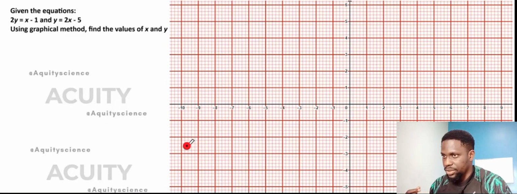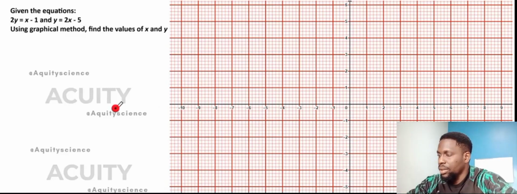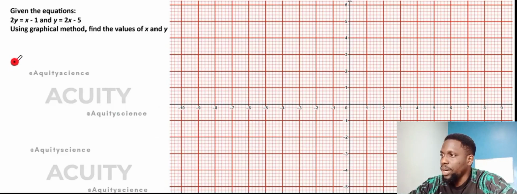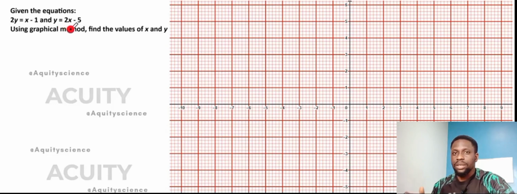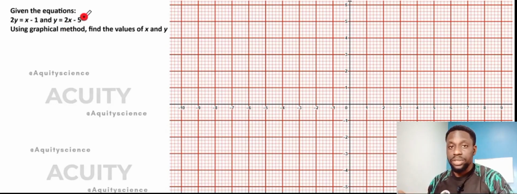Let's look at these together. There's a very simple question here. 2y equals x minus 1 and 3y equals 2x minus 5. You see, this is a simultaneous equation problem, and we are required to solve this question using a graphical method.